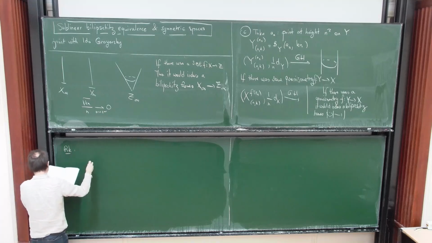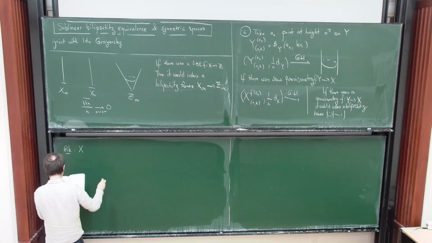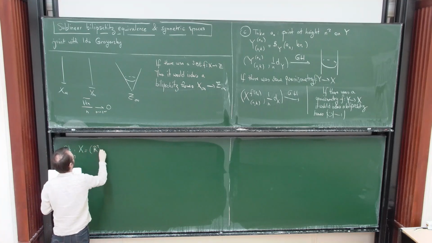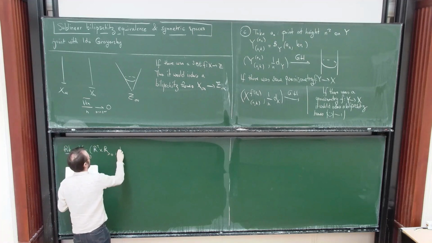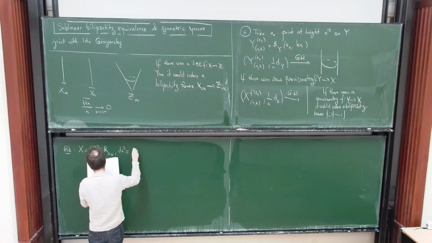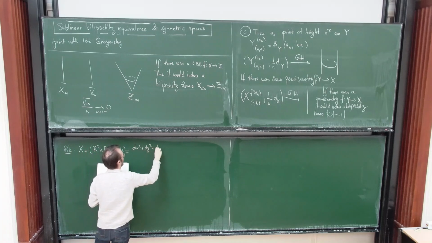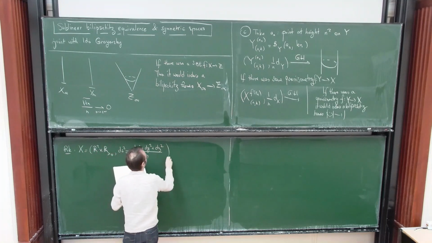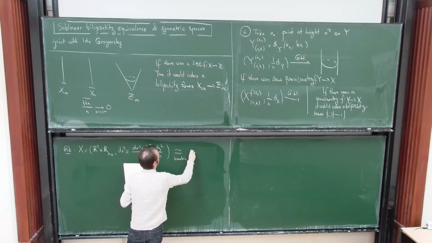So I'm going to take X, it's going to be a hyperbolic free space, but I want to write the metric in certain coordinates. So it's R2 times the positive real numbers, with the Riemannian metric dx squared plus dy squared plus dz squared divided by z squared. So this is isometric to H3.